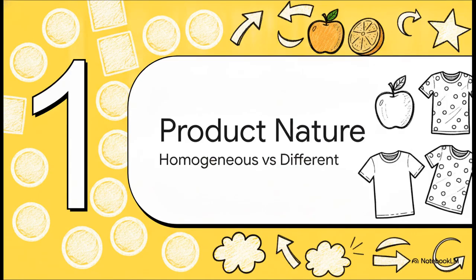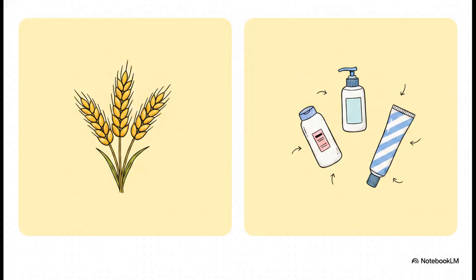All right, split number 1, product nature. Homogeneous versus differentiated. The core difference here is absolutely stark. A perfectly competitive market demands completely homogeneous, identical products. And the text points out this isn't just about physical traits like size and color, but environmental factors too, like where the seller is located. Literally no difference between seller A and seller B.